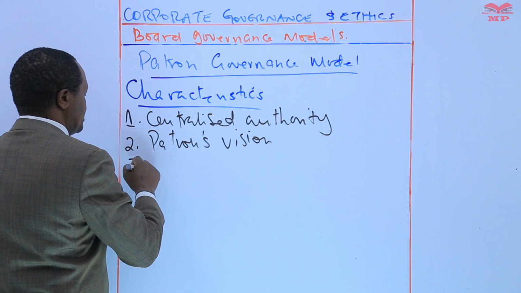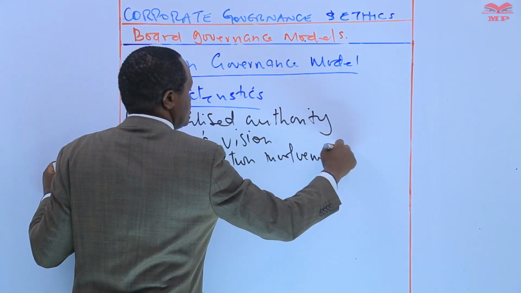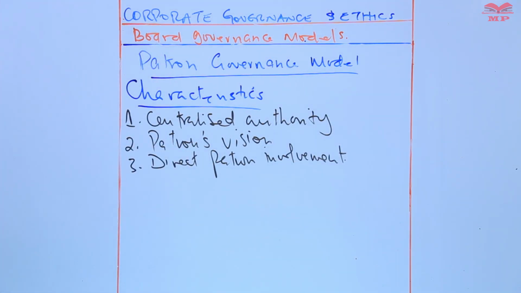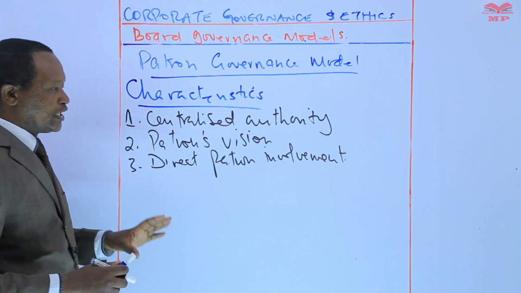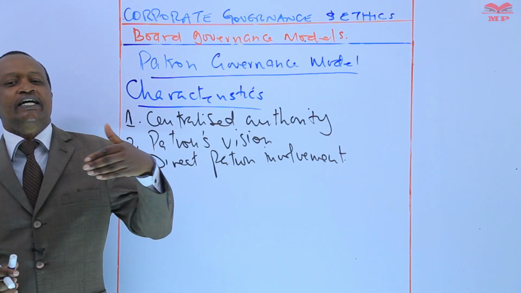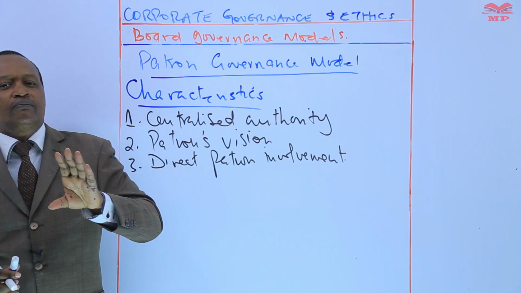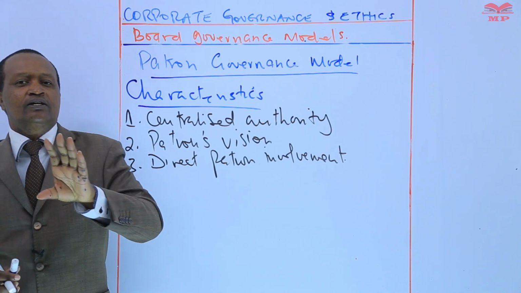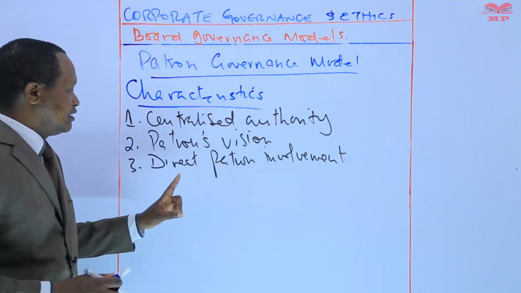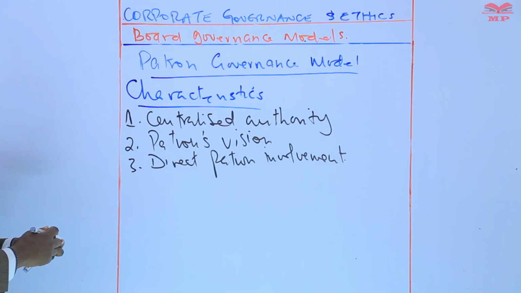Direct patron involvement, number 3. The patron is directly involved in the organization's operations and may have a hands-on approach to management. So they may provide guidance or make key decisions. They may also often offer resources when needed by the company. Direct patron involvement, that is the third characteristic.